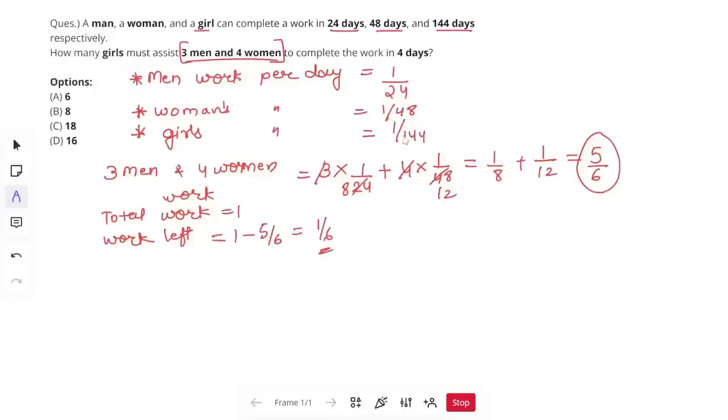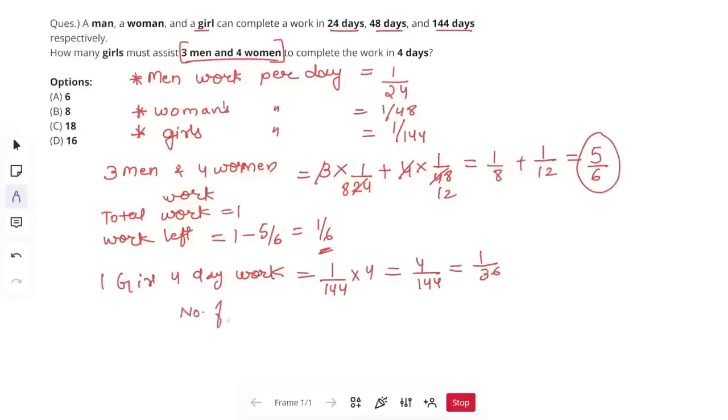That girls per day will do 1 by 144. So one girl's 4-day work is 1 by 144 into 4, which is 4 by 144, which is 1 by 36.